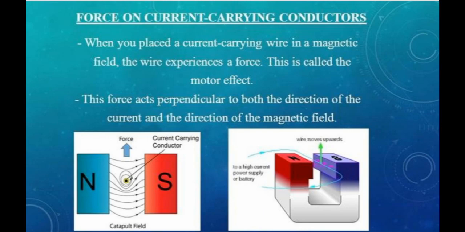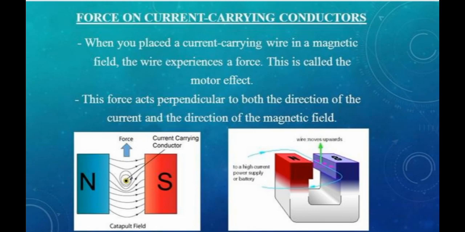Now we can see about the force on a current carrying conductor, how actually it works. As you can see here, a horseshoe magnet is there, a strong magnetic field you can see. So when you place a current carrying wire in a magnetic field, the wire experiences a force. This is called the motor effect. The force acts perpendicular to both the direction of the current and the direction of the magnetic field. Because of it, it experiences a force.